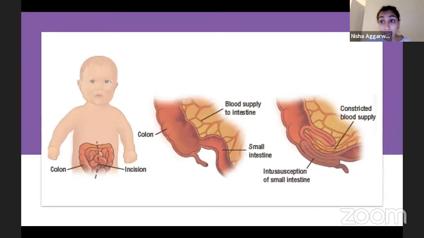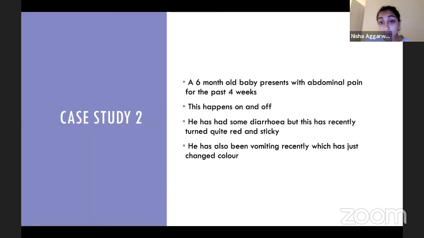have been the red sticky diarrhea. So this child is having colicky pain, which is what I meant by it being on and off. And the fact that the loose stool has turned quite red and sticky is telling me that there has been some ischemia happening to the bowel, which is causing the mucosa of the bowel to slough off. So through the invagination, there must be some blockage of the blood supply, and mucosa sloughing off and causing the red currant jelly stool, as you'll typically hear it for intussusception.